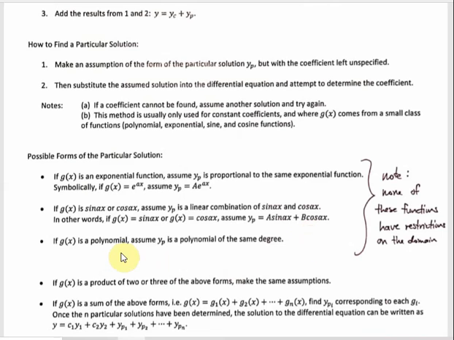And then if it's a polynomial of the same degree, there's something to be careful with if the polynomial has powers of x that are missing. Like what if the right side of your equation was x squared plus 3? Then there's no x term. What you'd end up with would be something like ax squared plus bx plus c for the form of y sub p. So you'd still need to include that, and that's, again, because of the derivatives, because then you might have an x term in there.